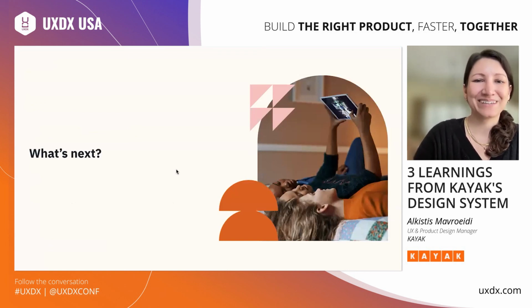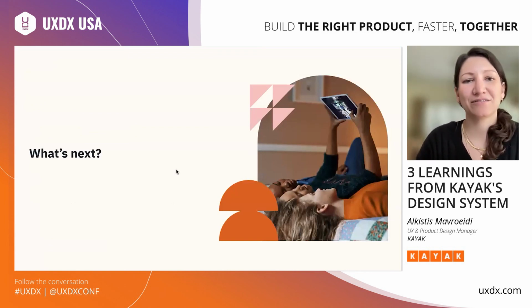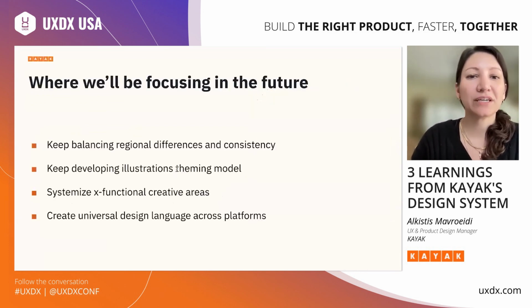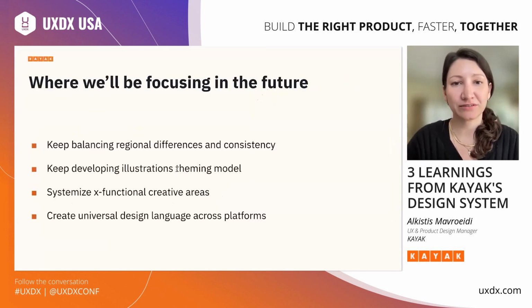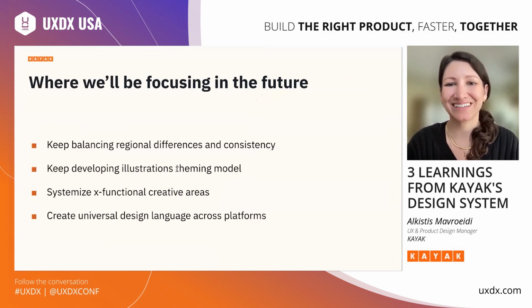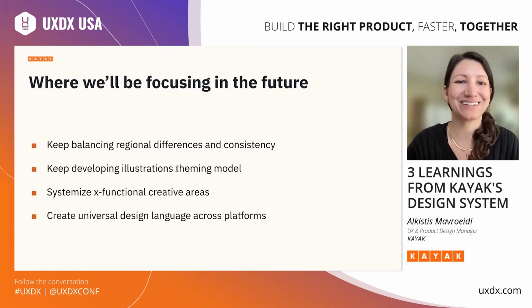So to wrap this up, here's a view of what's coming up next for our design systems efforts. We'll keep pushing our design system to support regional differences while keeping the consistency of our user experience. Illustration theming model is in its early stages, but it's showing great potential and scalability, so we're really excited about that.